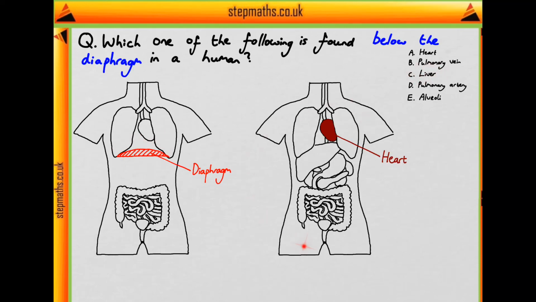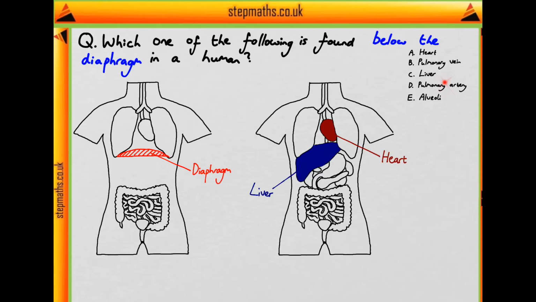Next we have the liver. Now which structure in this diagram do you think is the liver? This structure here that I've coloured in blue is the liver. In reality the liver's more of a similar colour to what I've drawn the heart in here, sort of reddish brown. And we can see here that the liver does extend quite far below where the diaphragm goes. So the liver is below the diaphragm in a human.